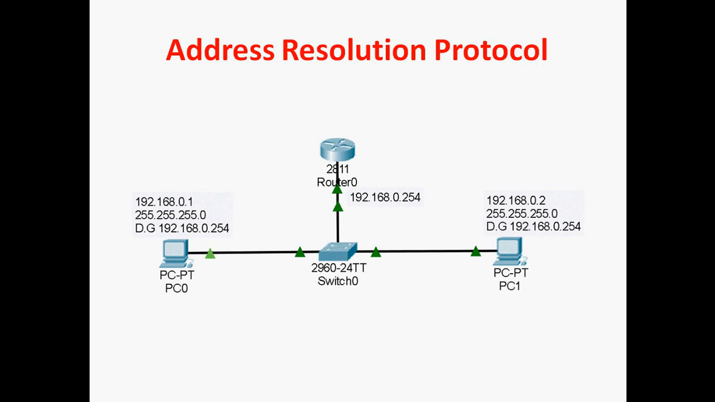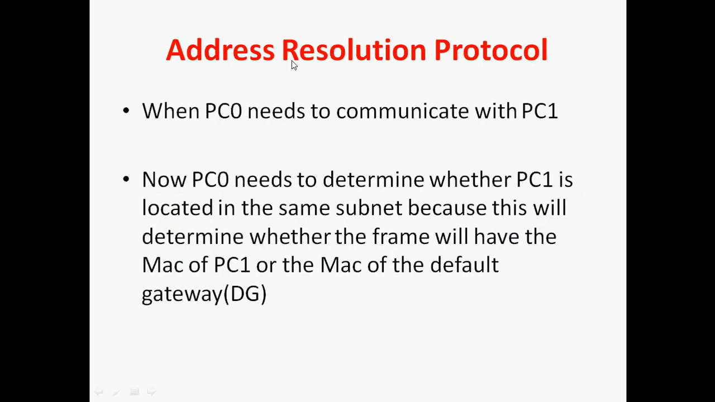Why? Because we have to find out the destination MAC address. If it's the same network, we have to find out the MAC address of PC1. If it's a different network, we have to find out the MAC address of the gateway using Address Resolution Protocol. These are the two scenarios. So this is the first scenario.